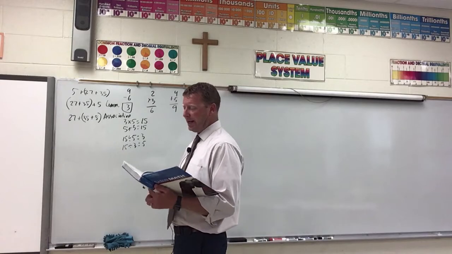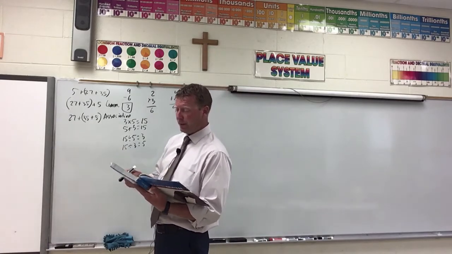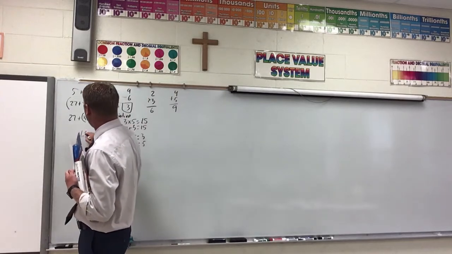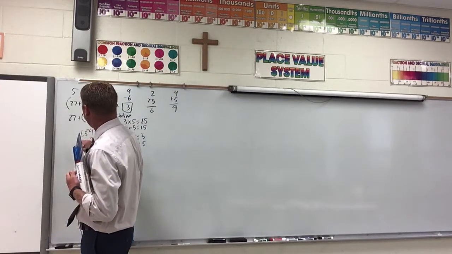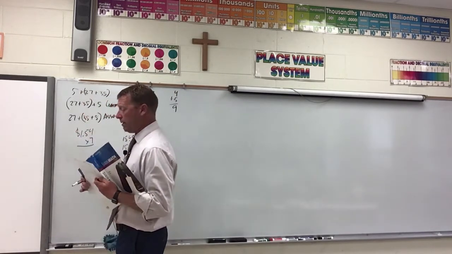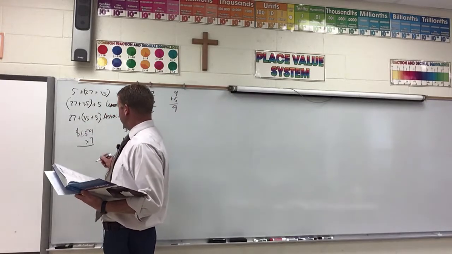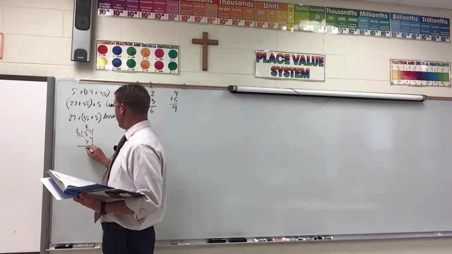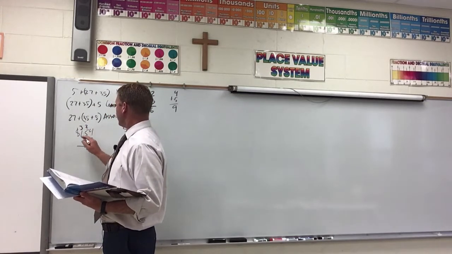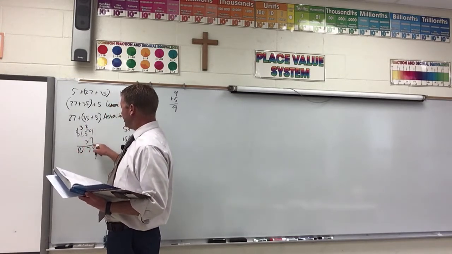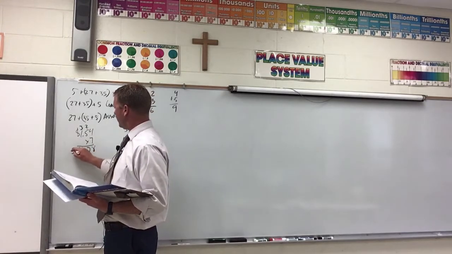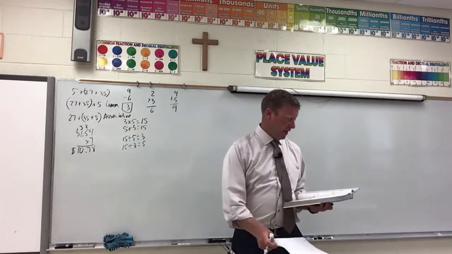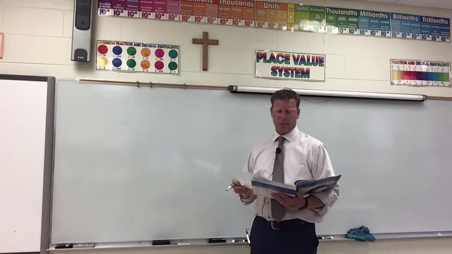Jumping to number 9, I have $1.54 times 7. Multiplication runs like this. 7 times 4 is 28, carry the 2. 7 times 5, 35, plus 2, 37, carry the 3. 1 times 7 plus 3, 10. 1, 2 decimal places, 1, 2 decimal places. $10.78.